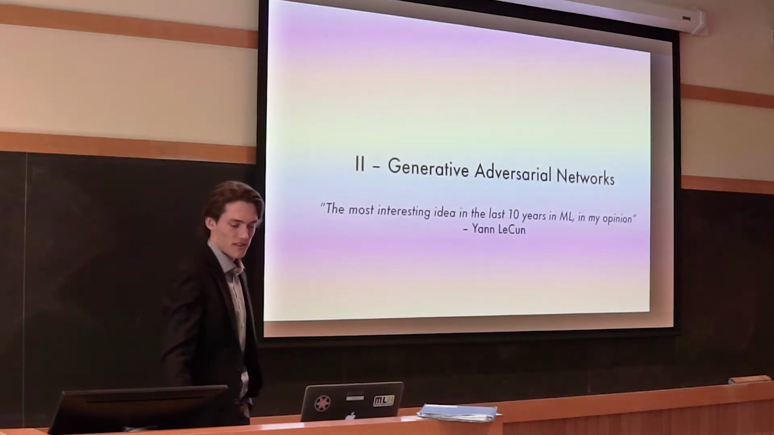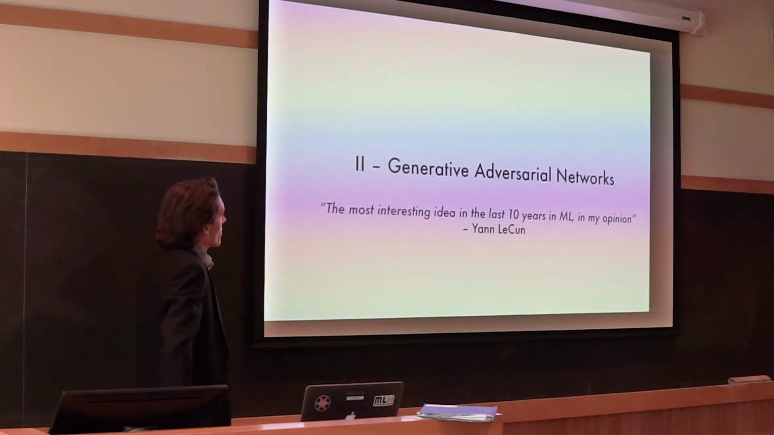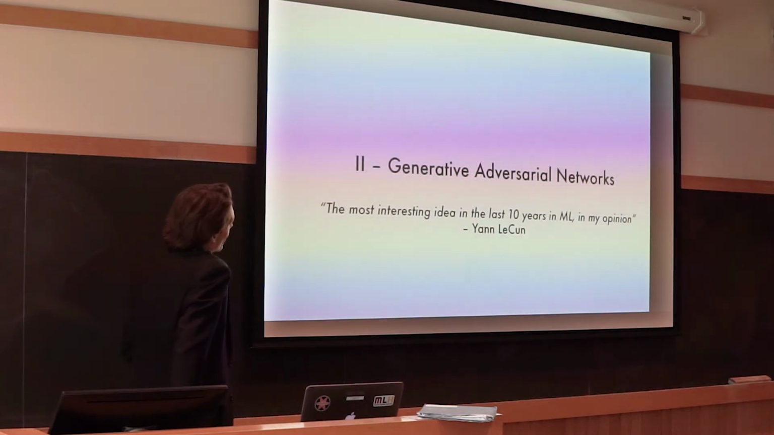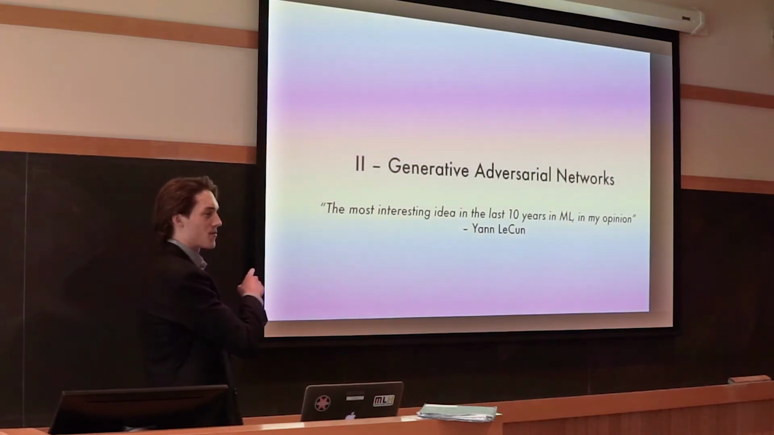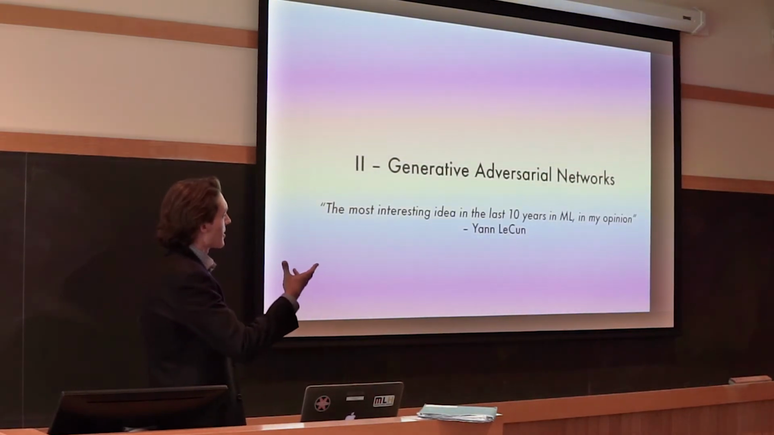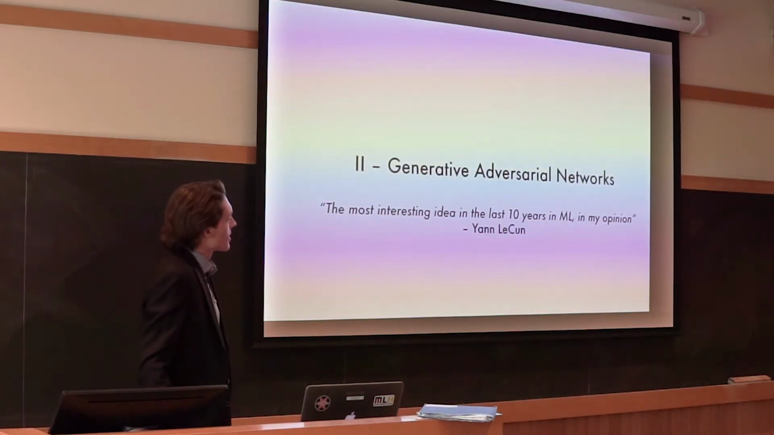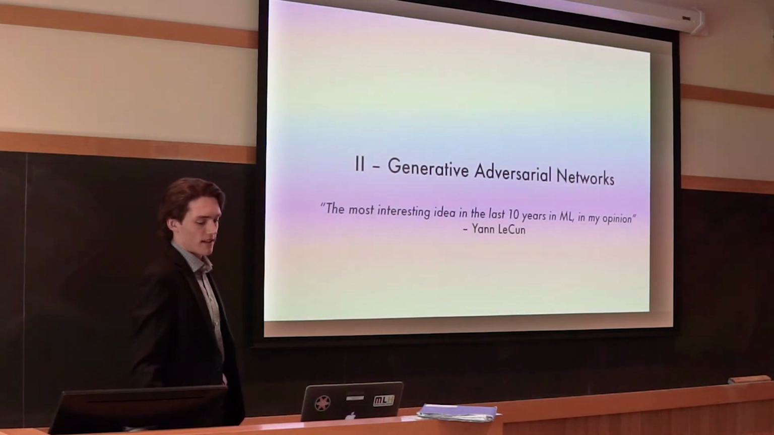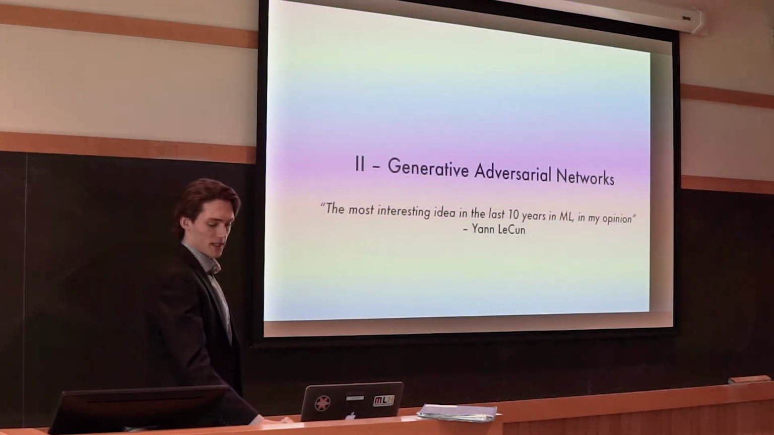So that brings us to Generative Adversarial Networks, or GANs, which Yann LeCun calls the most interesting idea in the last 10 years in ML, in his opinion. Yann actually invented the convolutional neural network, or popularized it. He is also the chief AI scientist at Facebook, and he created one of the data sets I use. So he's like a giant in machine learning. That's really high praise from a big shot.